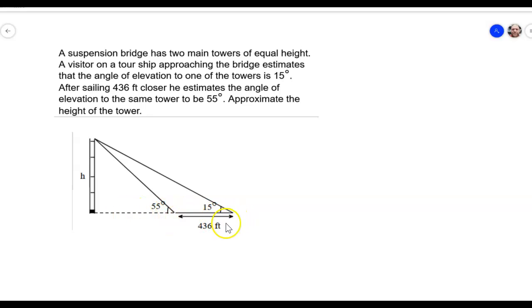So the horizontal line is a line that goes straight left and right. So that would be above the horizontal line. An angle of depression would be below the horizontal line. So that's the 15 degrees there.